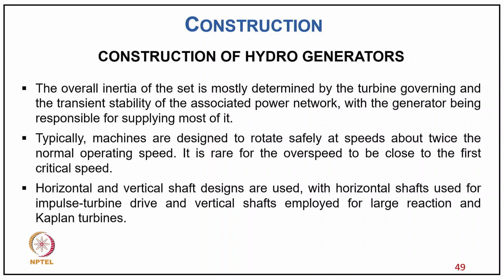Now, the overall inertia of the set is mostly determined by the turbine governing and the transient stability of the associated power network, with the generator being responsible for supplying most of it. Typically machines are designed to rotate safely at speeds about twice the normal operating speed. It is rare for the overspeed to be close to the first critical speed. Horizontal and vertical shaft designs are used, with the horizontal shaft used for the impulse turbine drive and the vertical shaft employed for large reaction and Kaplan turbines.